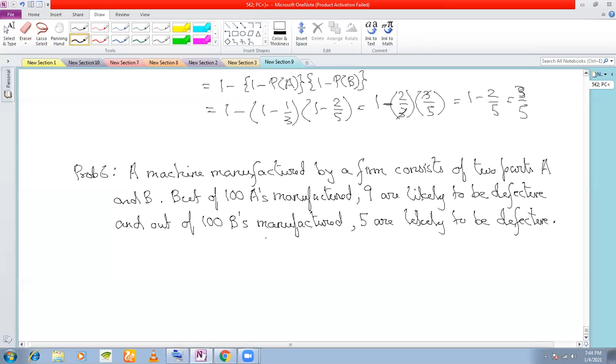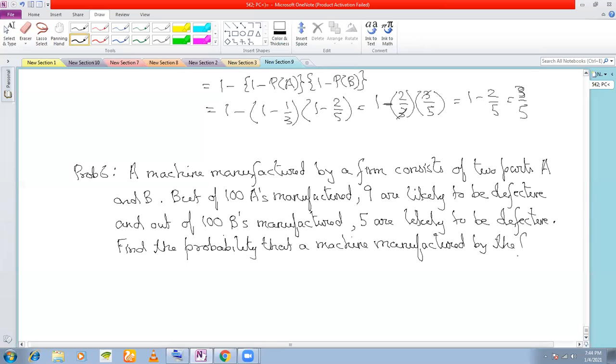Find the probability that a machine manufactured by the firm is free of any defect. Free of any defect.